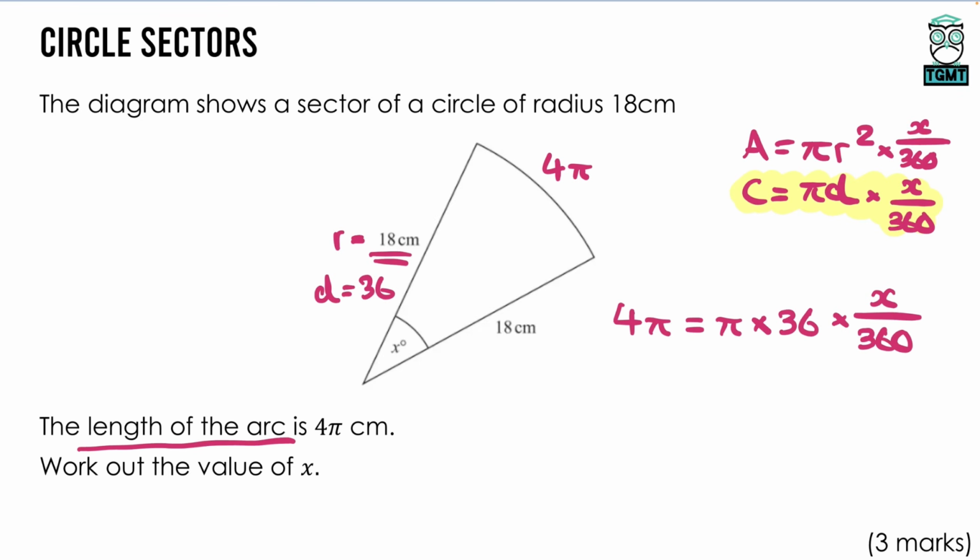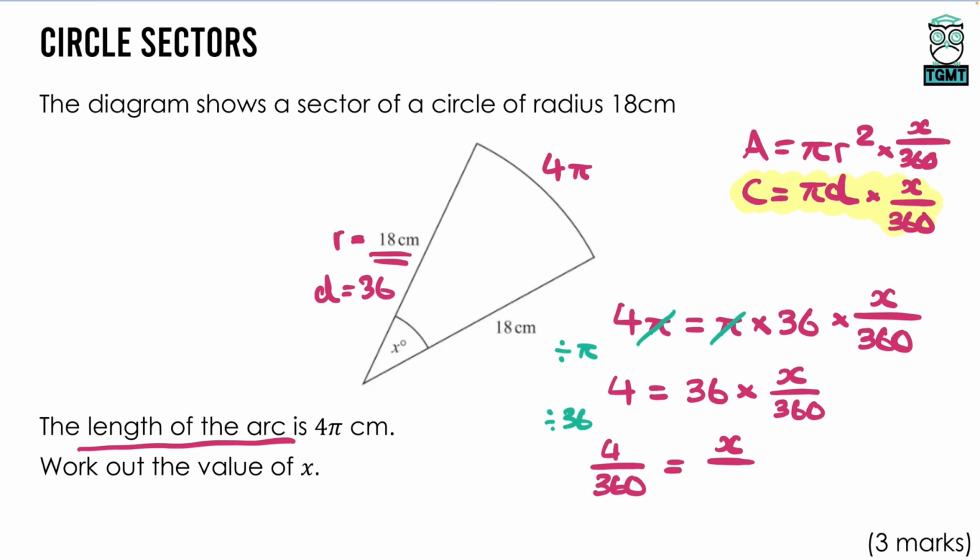Now what we can do here is divide both sides to try and simplify it down. So here I can divide both sides by pi. Now I can divide both sides by more than that, but if I want to keep this nice and tidy, I'm just going to now write 4 equals 36 multiplied by x over 360. What I can do now is divide both sides by 36. So if we divide by 36, and again we're working without a calculator here, so I don't need to know what 4 divided by 36 actually is. I just want to write it as 4 over 36 equals x over 360.